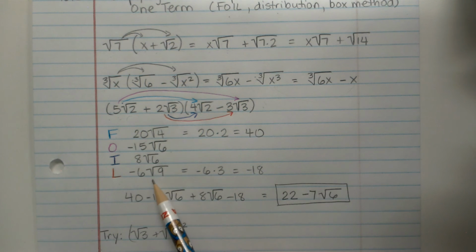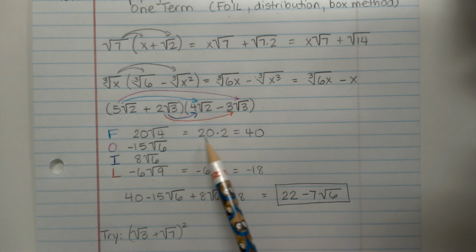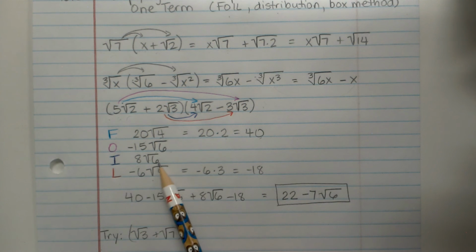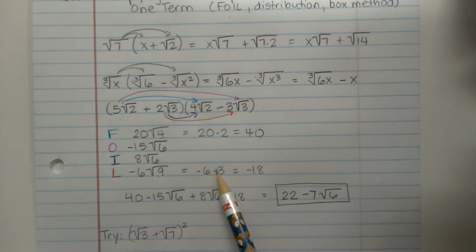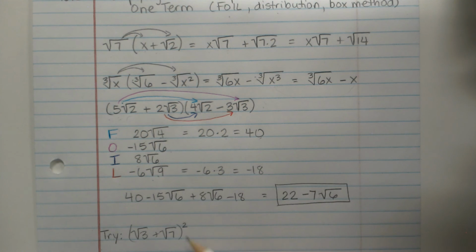So now that I have these terms that were multiplied, I start simplifying them. Well, I remember that the square root of 4 is 2, so 20 times 2 is simply 40. This can't be simplified, this can't be simplified. I notice that the square root of 9 is 3, so I go ahead and multiply that out and I get negative 18. Now I need to combine all these terms, right? So this term is equal to that, so I rewrite it. These 2 middle terms I rewrite, and then the last term I rewrite.